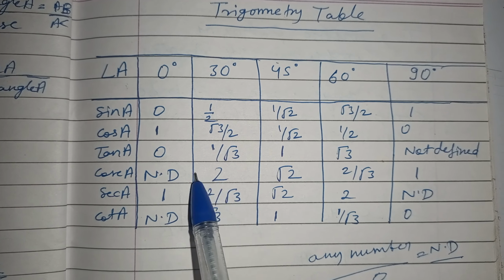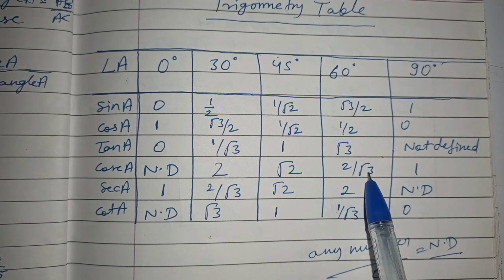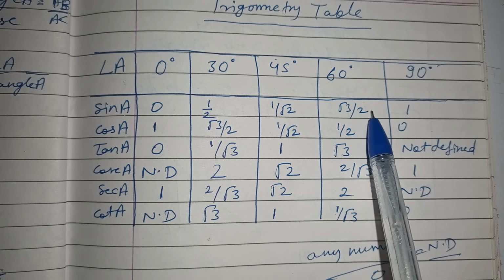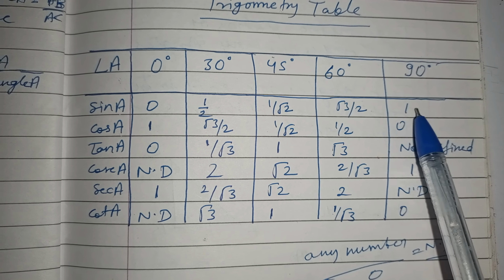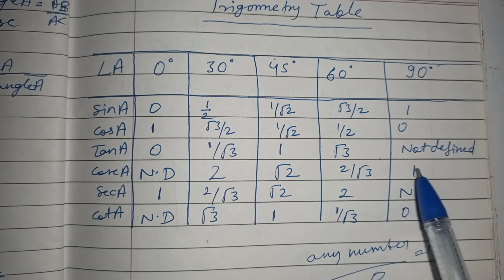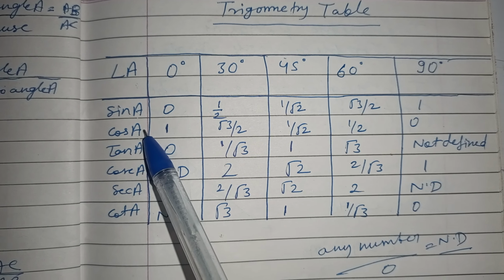Cosec 30 will be 2, cosec 45 will be root 2, cosec 60 will be 2 by root 3. You can see this. These are all opposite of sine. Cos 90 is 1. If we talk about sec A, it will be the reciprocal of cos A.